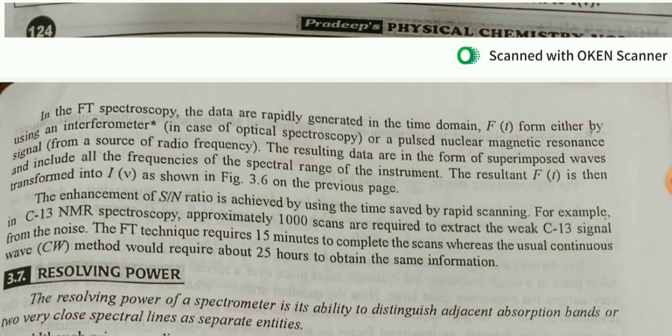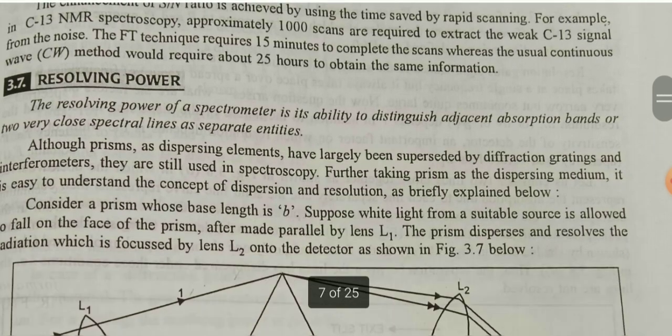The enhancement of S upon N ratio is achieved by using the time saved by rapid scanning. For example, in C13 NMR spectroscopy, approximately 1000 scans are required to extract the weak C13 signal from the noise. The FT technique requires 15 minutes to complete the scans, whereas the usual continuous wave (CW) method would require about 25 hours to obtain the same information.